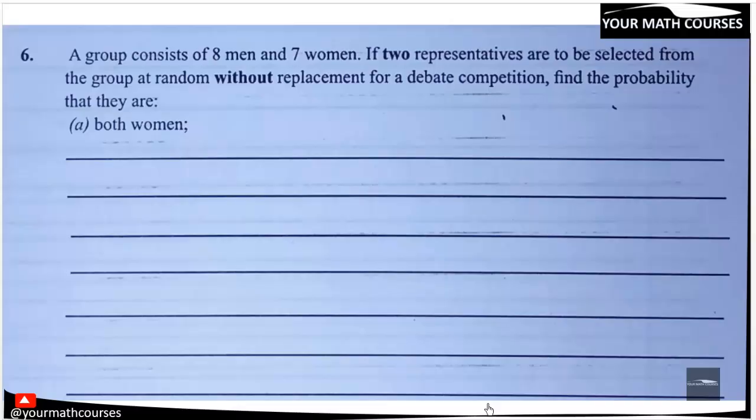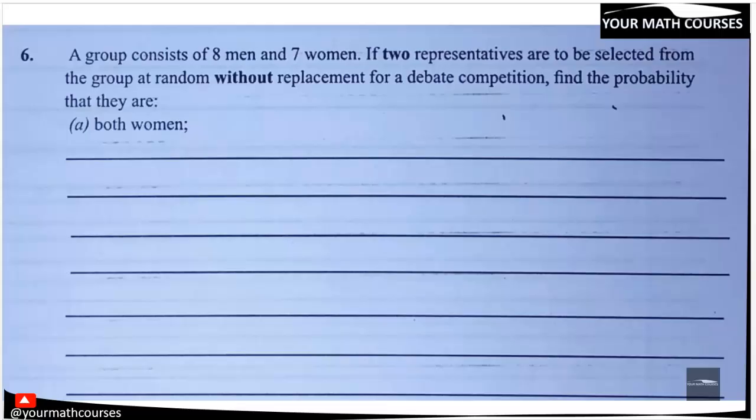Now let's look at question number 6. A group consists of 8 men and 7 women. If 2 representatives are to be selected from the group at random without replacement for a debate competition, find the probability that they are both women. So, the probability that they are both women.